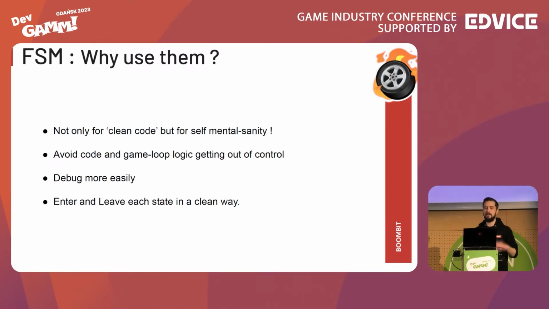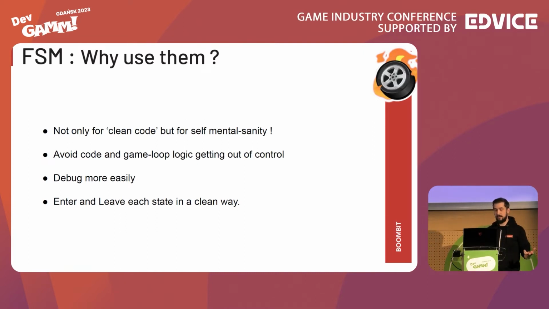Also, it allows to avoid code and game loop logic getting totally out of control. So as a wannabe developer, I started to use those coroutines in Unity, but all those things started to be like coroutine spaghetti because they were called another coroutine called another one, and then it only exists in my head and in the computer. So it's like a black box. If you don't put a million debug lines to the console, you don't really know what is in which state.